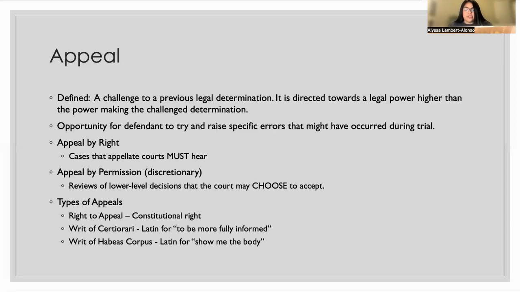This is Latin for show me the body, and it's used to determine if a state's detention of a prisoner is valid. It's used to bring a prisoner or other detainee before the court to determine if the person's imprisonment or detention is lawful. A habeas petition precedes a civil action against the warden that holds the defendant in custody.